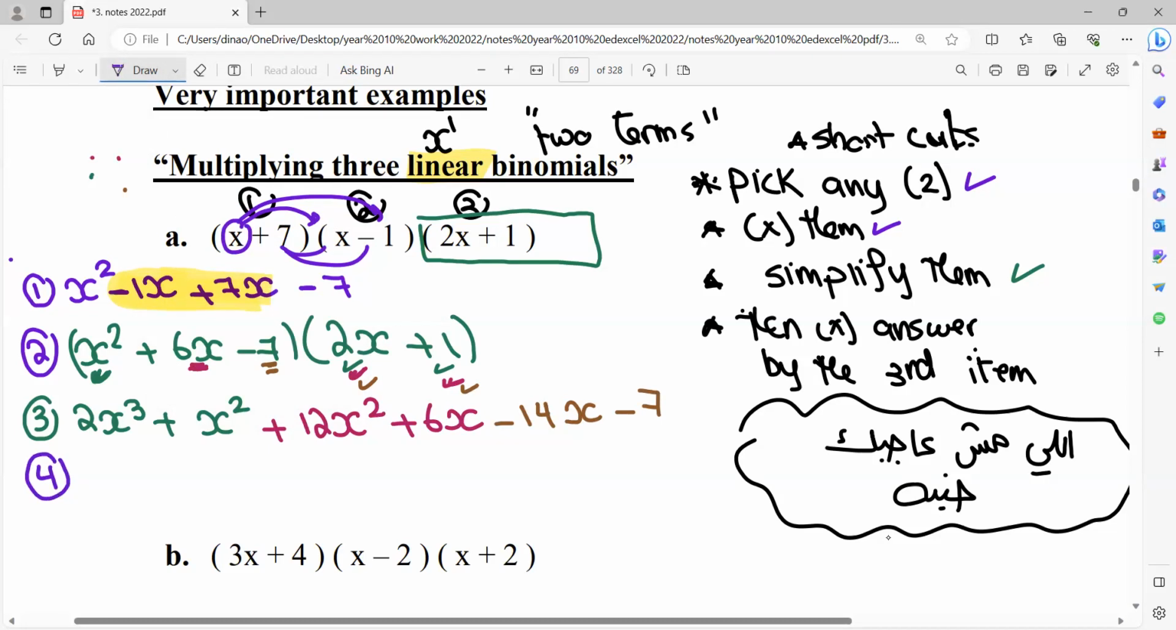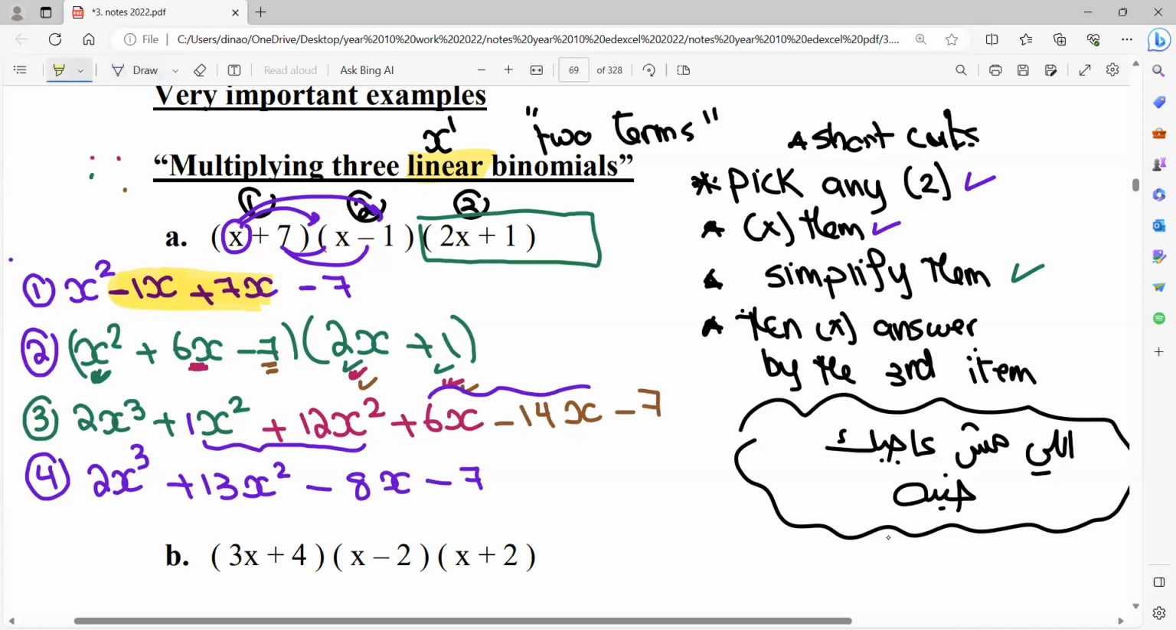Now you need to combine like terms again. Of course, 2x power 3 is a single term that has no like term. And then these two will be combined together. Plus 1 plus 12 is plus 13. And please remember, when we add or subtract, we don't change the powers. We change the powers only in multiplication. And then these two are combined together. Plus 6 minus 14 is -8x. And then -7 remains as it is.